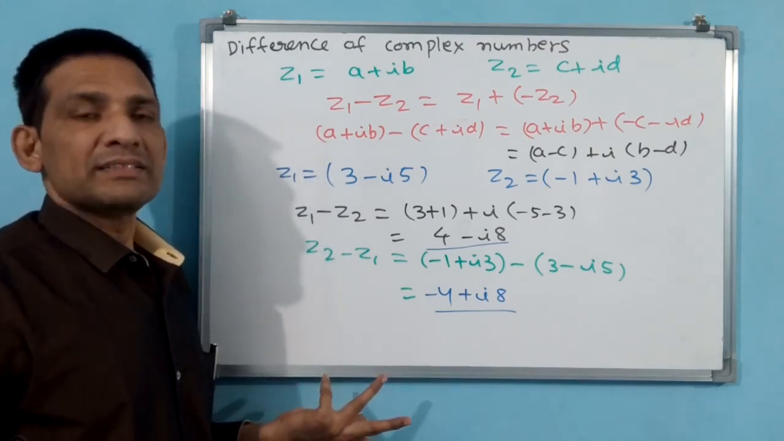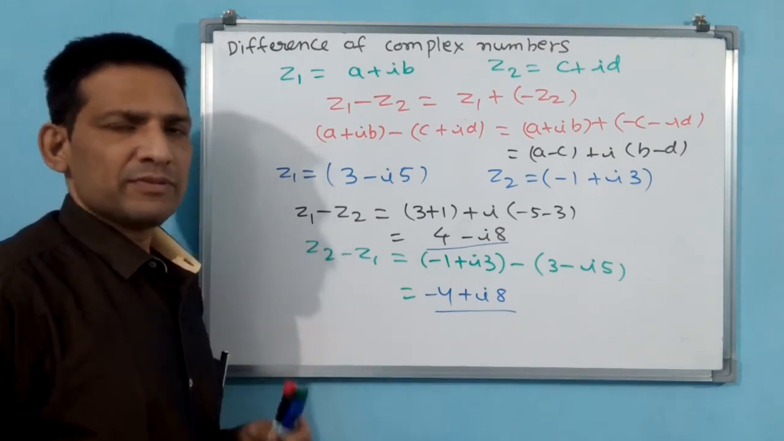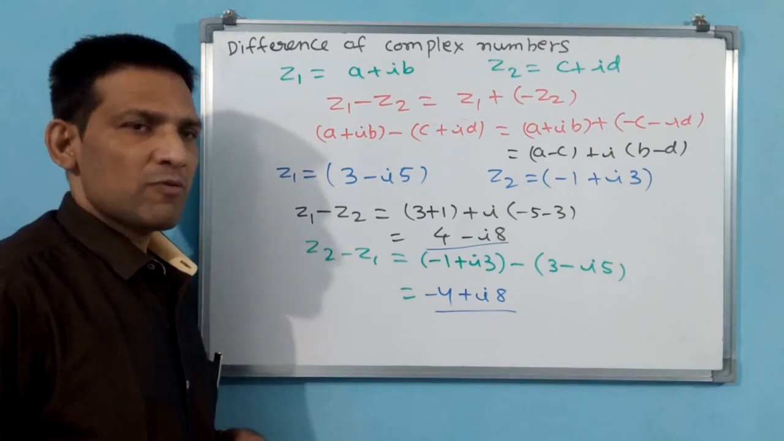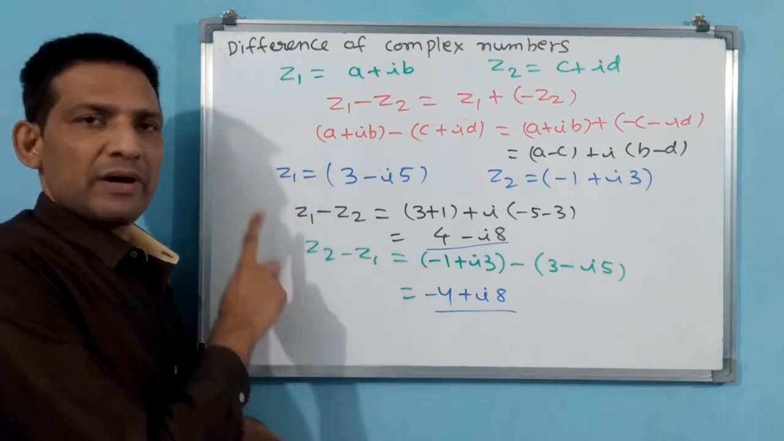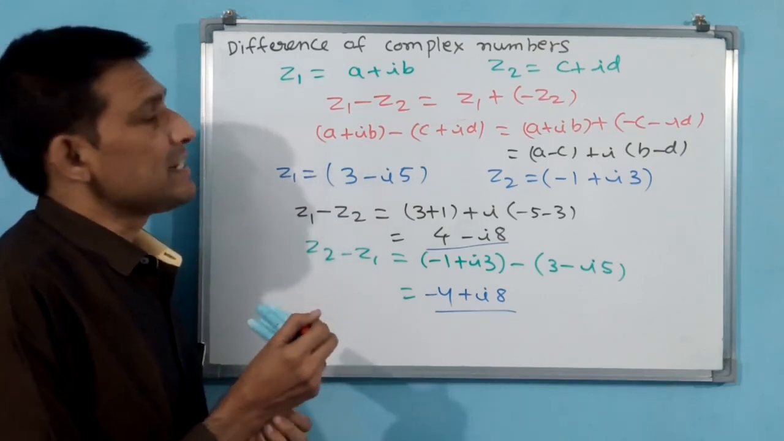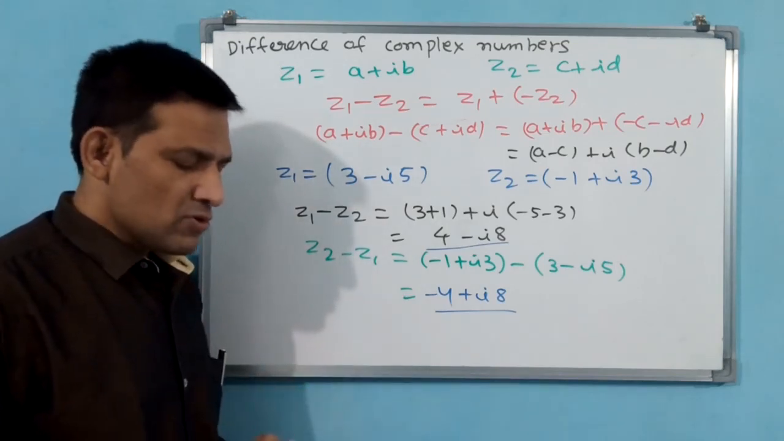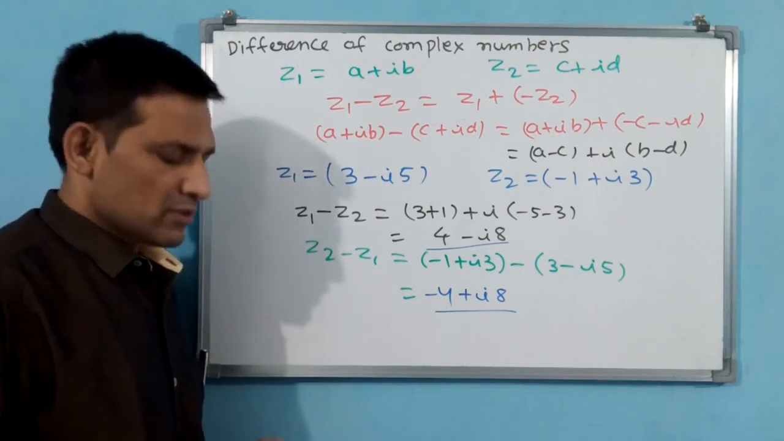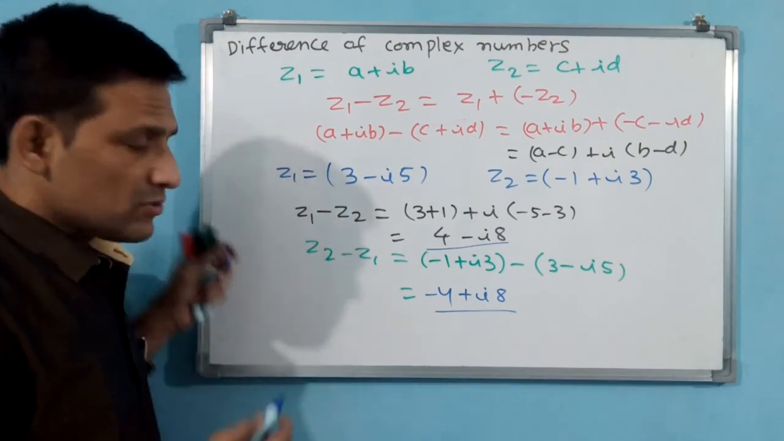We are not studying properties for the difference of complex numbers. We are studying only addition and multiplication. Multiplication we will see in the next class, and addition and difference we have seen. Don't call it subtraction, call it difference of complex numbers. But these are very important.